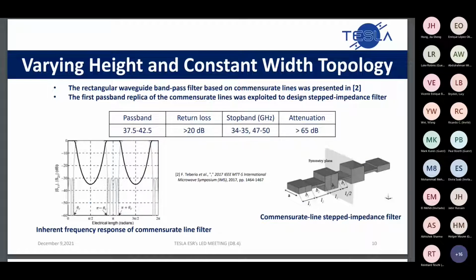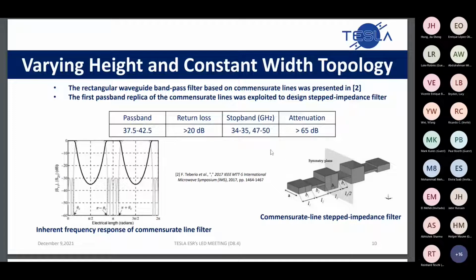Here we have a second example with varying height and constant width topology. The technique was based on utilizing the first passband replica of the common straight lines. So this technique was successful to achieve a filter with more relaxed dimensions, and the filter was then implemented with a SIR structure, which can be seen here.